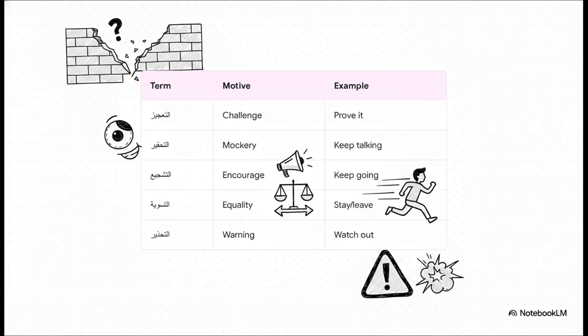Eighth is encouragement. Think of a coach yelling, "Keep going," from the sidelines. It's a command acting as this massive positive push of energy. Ninth is indifference. Stay or leave, it's up to you. The command here just signifies equality between the choices. It really doesn't matter what you do. And finally, the warning. A sudden, sharp watch out. This isn't an order to literally stare at something. It's an urgent alert to dodge danger.